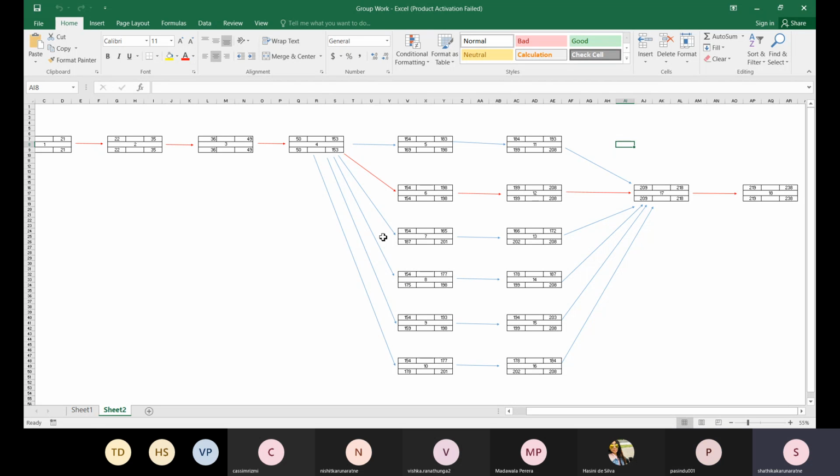By dividing the earliest finish and the latest finish, so it will get 0. So it's the critical path that we are making. Okay.